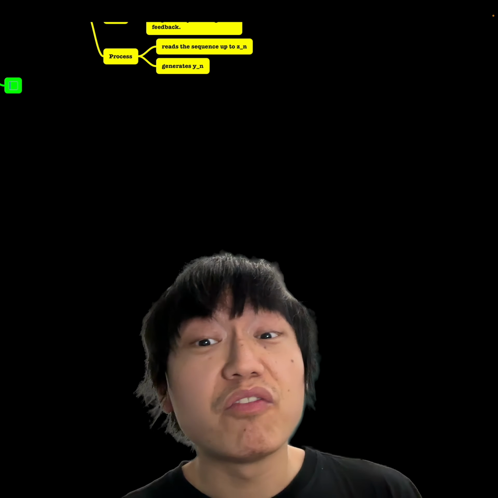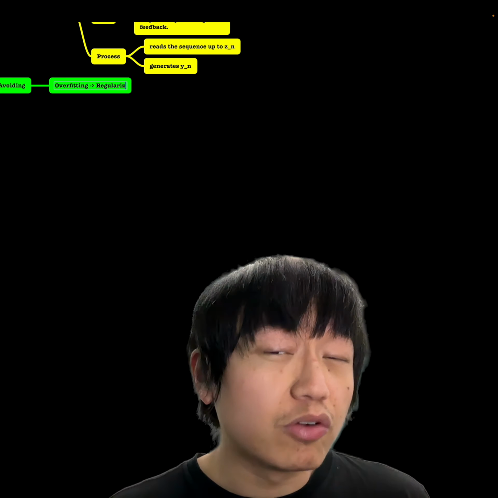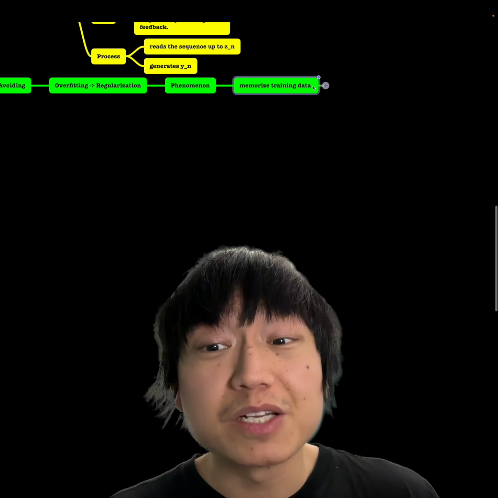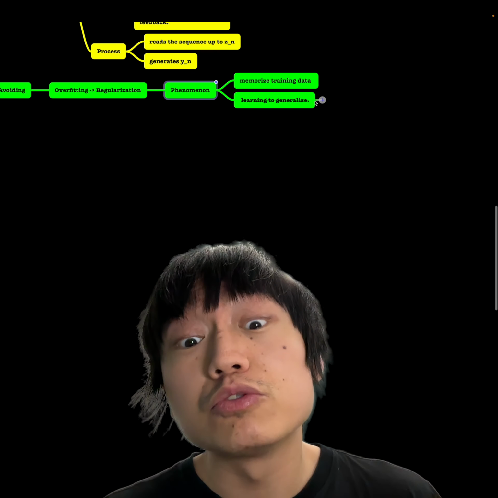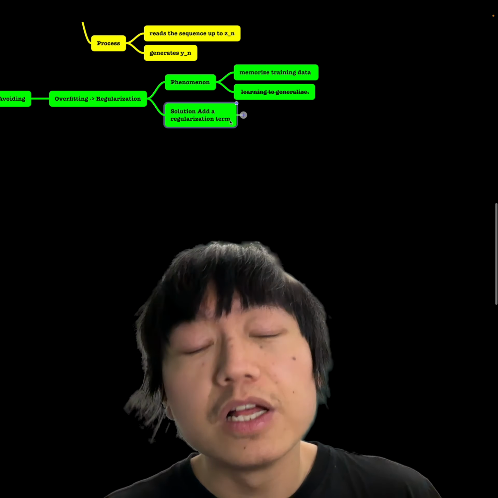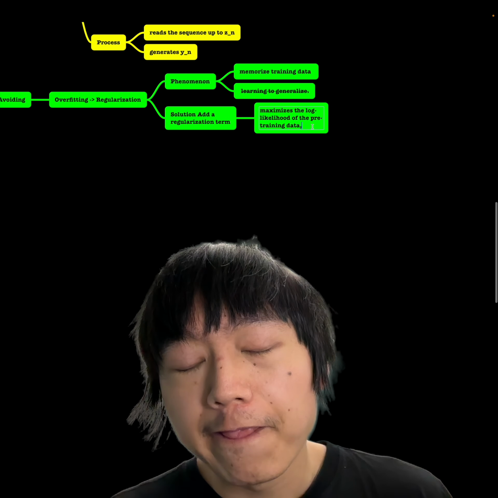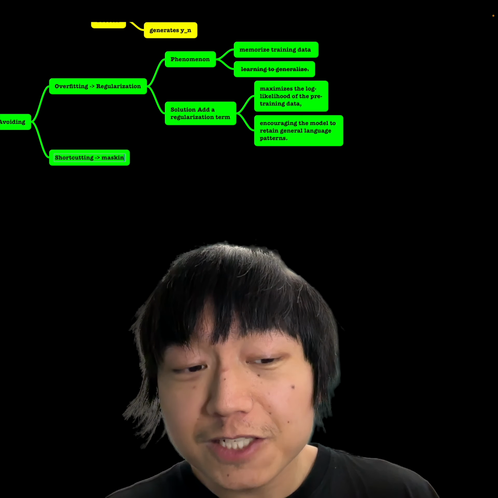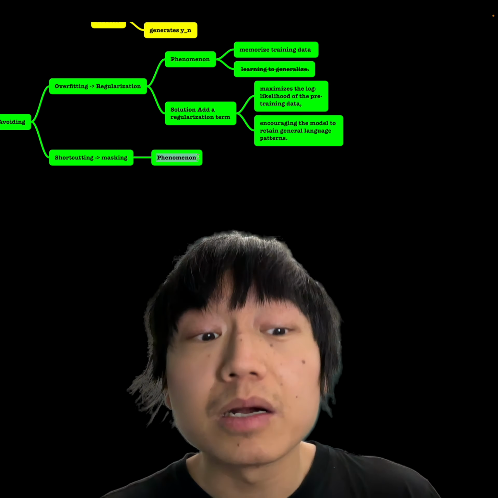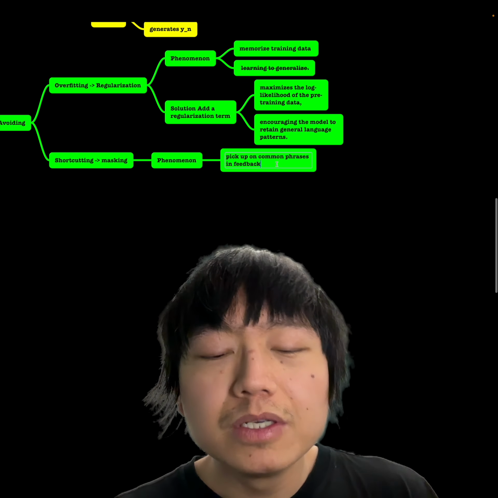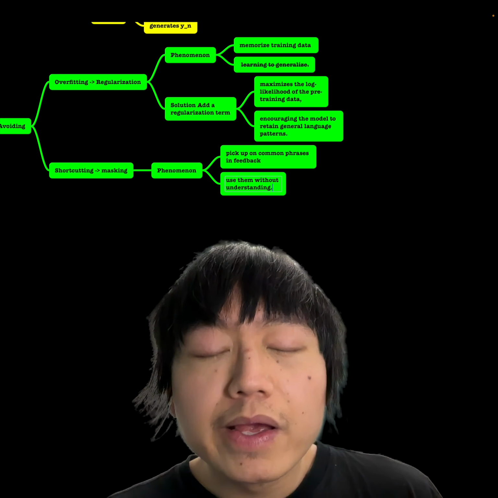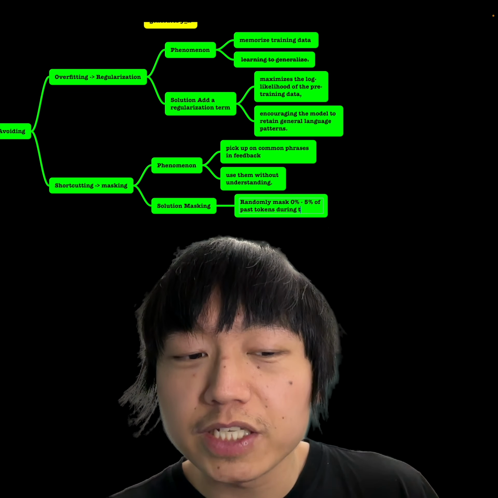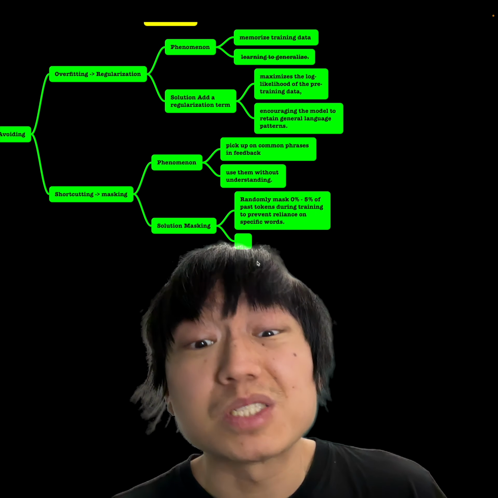And then another one is avoiding overfitting and shortcutting. So first, overfitting: the model might just memorize some training data rather than learning to generalize, right? The solution is to add a regularization term that maximizes the log likelihood of the pre-training data, which encourages the model to retain the general language patterns. So shortcutting is when the model might pick up common phrases in feedback and use them without understanding. So the solution is to randomly mask from 0% to 5% of the past tokens during training to prevent the reliance on some specific words.